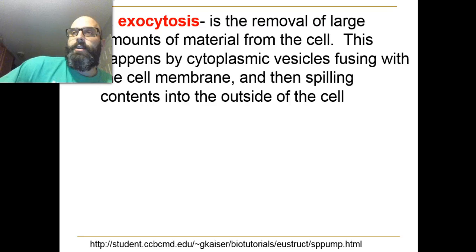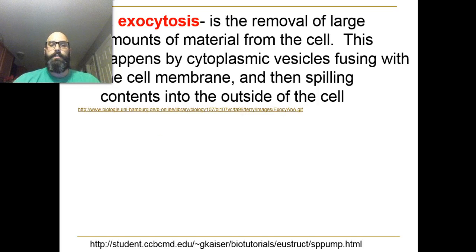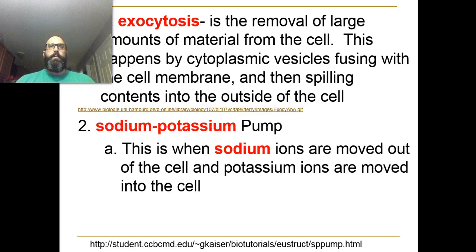Then you have exocytosis. This is taking stuff from inside the cell and spilling it out. There's a couple different ways. We're really going to get into this when we talk about secretions and excretions of certain substances within the body. But basically, it's the opposite of endocytosis. So a substance will go from inside the cell in a vesicle, fuse with the cell membrane, and then be expelled out into the environment or extracellular fluid.